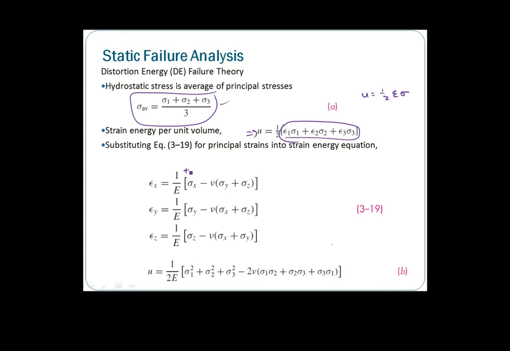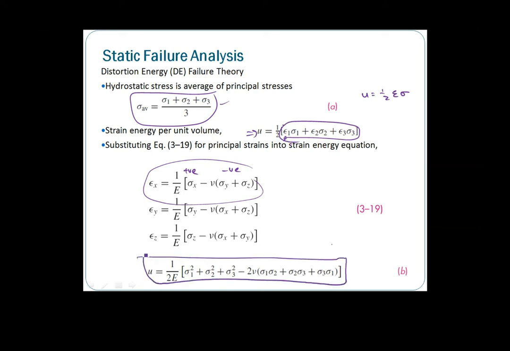We have a positive strain caused by the same direction. We have a negative strain caused by the other two principal directions. So basically, if you substitute these relations into our strain, then we will have our strain energy in terms of the stress, something like this, in three directions.